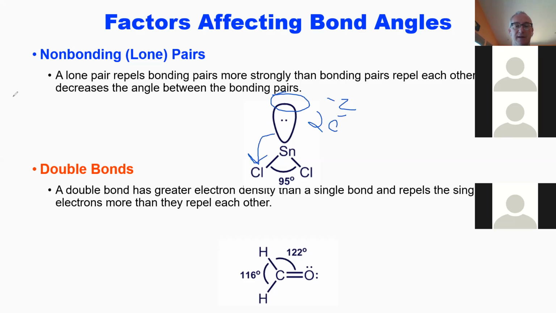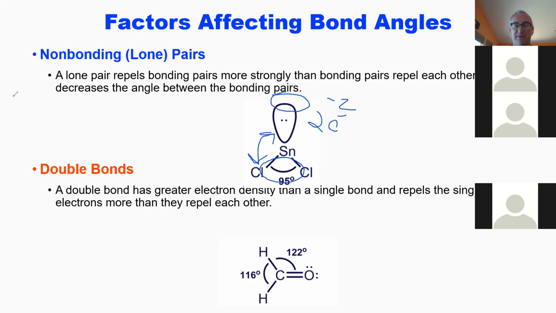And so it increases the distance between the lone pair and the bonded pair. It moves them further away. And so it also reduces this other bond angle because they're both pushed further away from the lone pair.